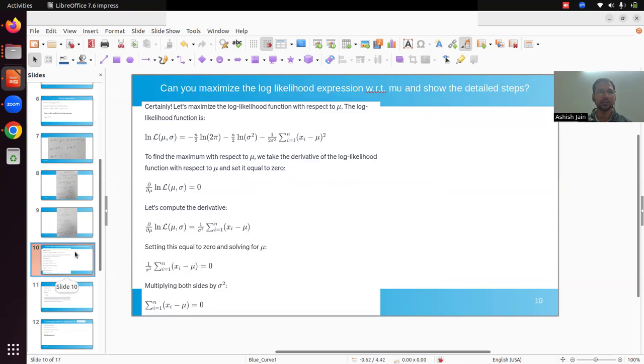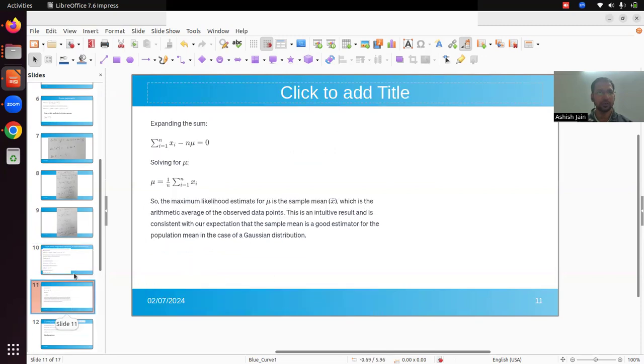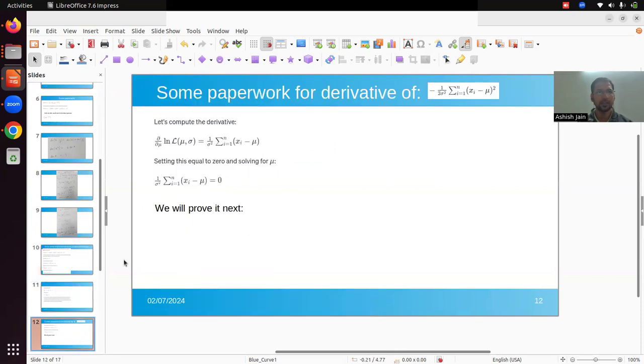Next, I asked ChatGPT, can you maximize the log likelihood expression with respect to mu and show the detailed steps? Then it does the differentiation for me with respect to mu, and all of these terms are independent of mu except this one. So just this term will be left. Then we'll use the rules of derivative. I'll show the rules of derivative right next.